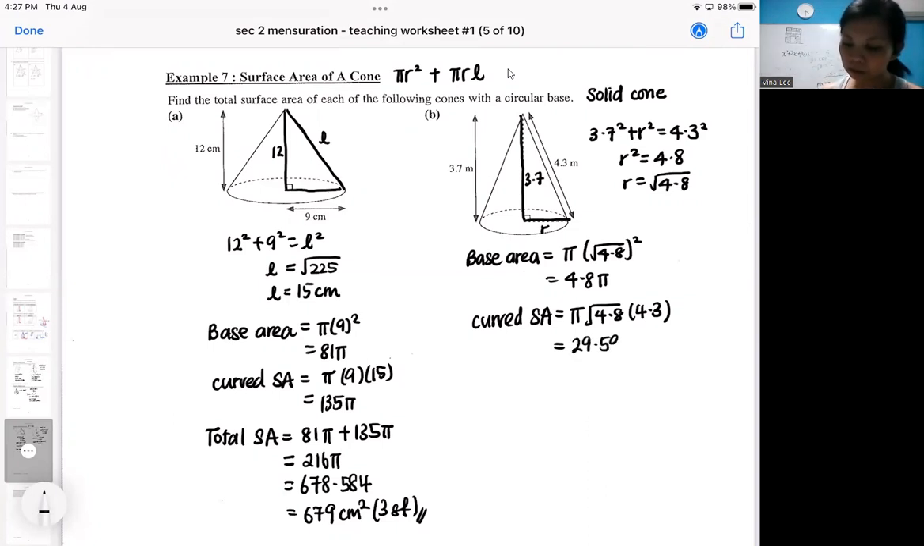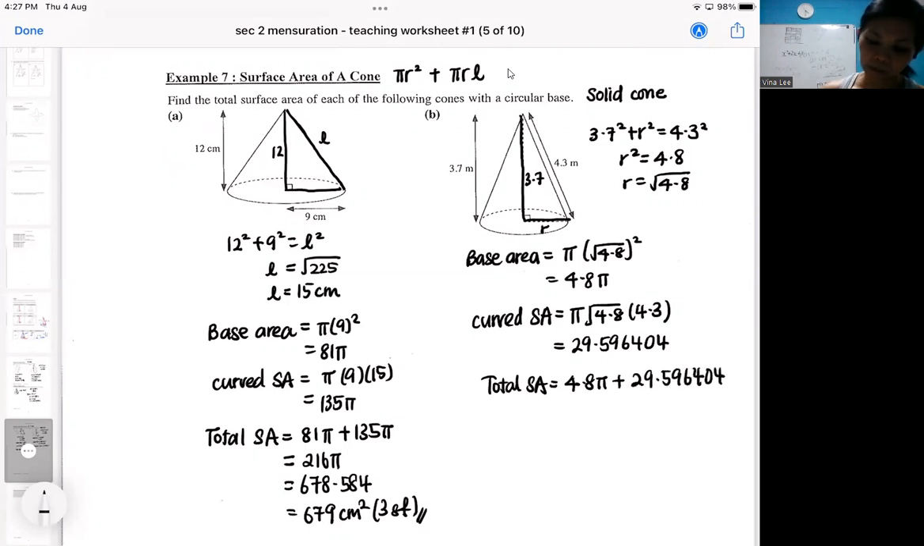If it doesn't give me a nice answer, then you just punch out everything. So when you do the total surface area, it will be 4.8 pi plus the chain of decimals. Go and punch it out. Okay, I'm using calculator pi. I think it's easier to use calculator pi. And give it to 3SF.